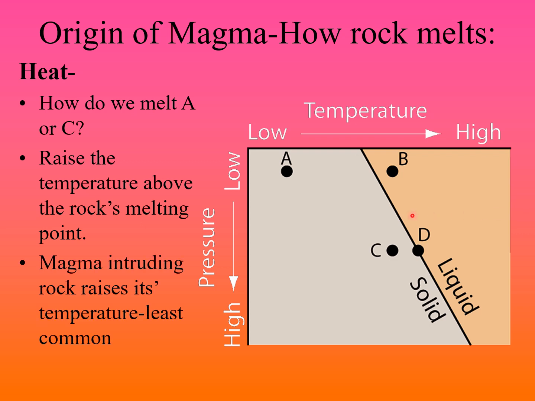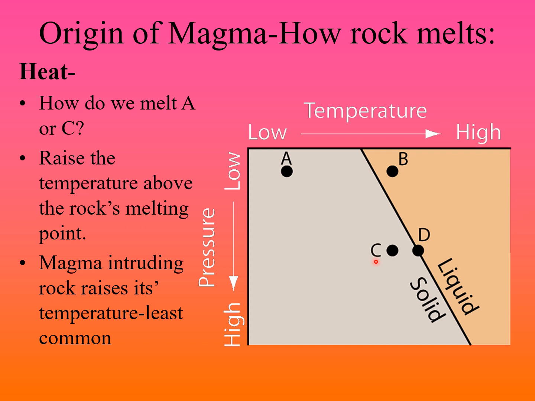And a magma intruding raises its temperature. That's the least common. Raising temperature above the rock's melting point is how you get melting at the same pressures, like I said. So you can get a magma that intrudes in, and as it's interacting with the crustal rock that it's intruding into, if that magma is hot enough, it can start to melt that rock, okay, and incorporate it into the magma as it moves through the crust.